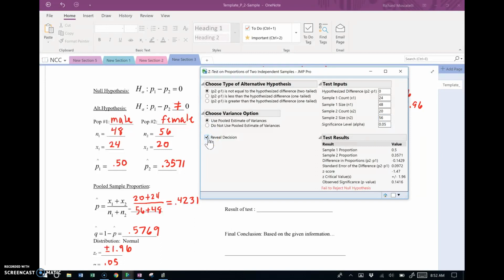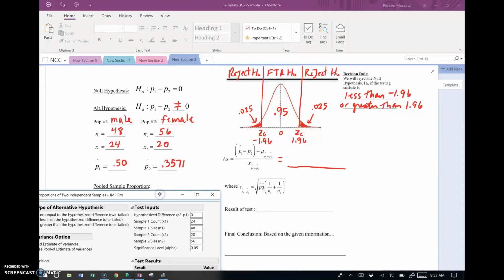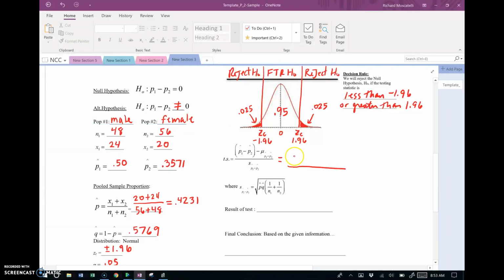And it gives us a lot of information. A couple things right away: the sample proportion for sample 1 is 50%, in other words p hat 1. We already knew that. The sample proportion for the females is 0.3571. We knew that as well, we calculated that. The z-score, negative 1.47. What is that number? Well, that number actually is the testing statistic. Our testing statistic is negative 1.47.